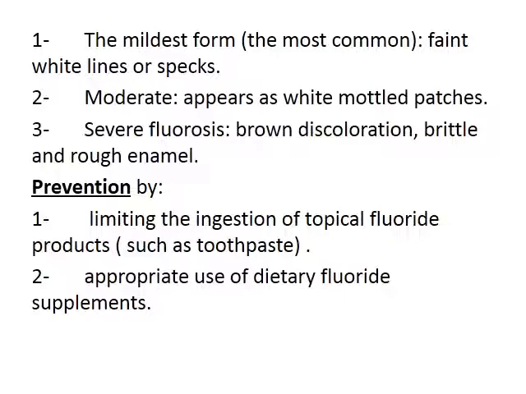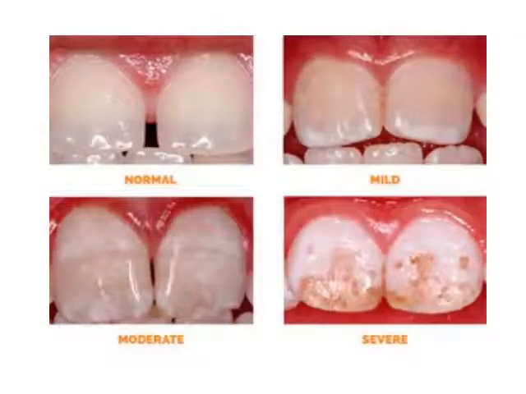For the prevention of this condition, first, limit the ingestion of topical fluoride products such as toothpaste, of course, and second, use dietary fluoride supplements appropriately. Here are some pictures to differentiate between normal, mild, moderate, and severe dental fluorosis.